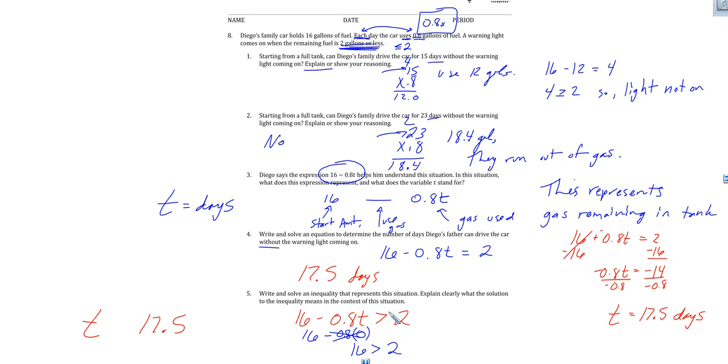So if 0 is a solution, imagine your number line here, and your key borderline number is 17.5, way over here. And you know that when you get to that number, ooh, light comes on, and 0 is a solution. 0 is okay. That means that we shade this way toward it. That means we want numbers that are smaller than 17.5. As long as we drive that car fewer than 17.5 days.